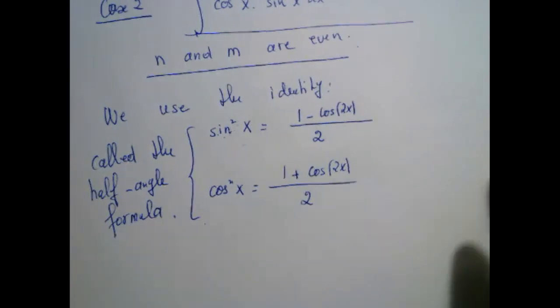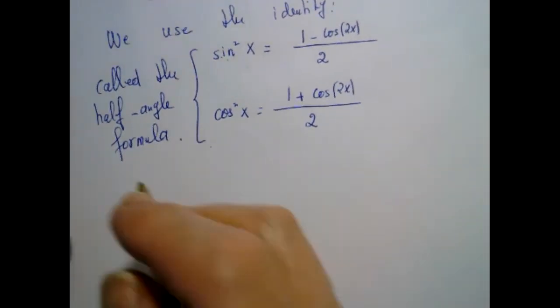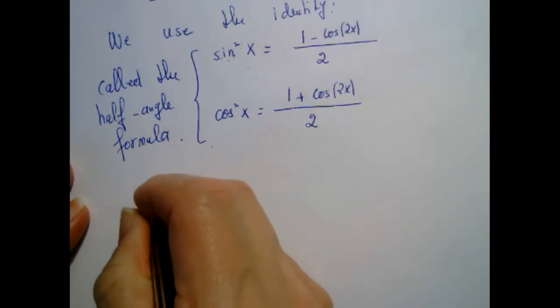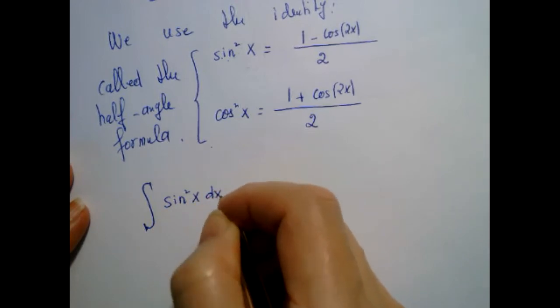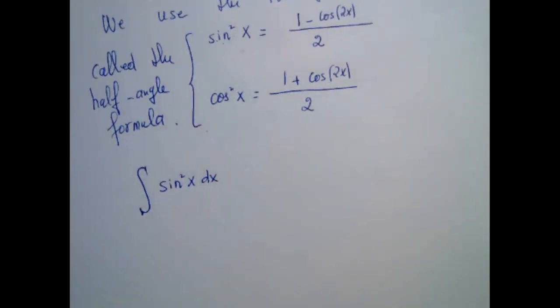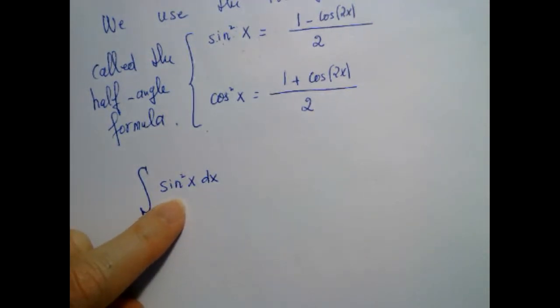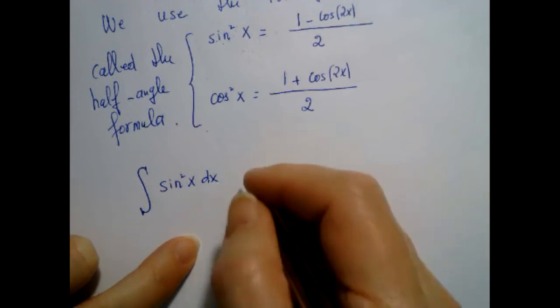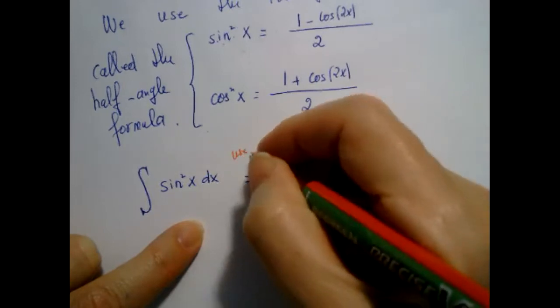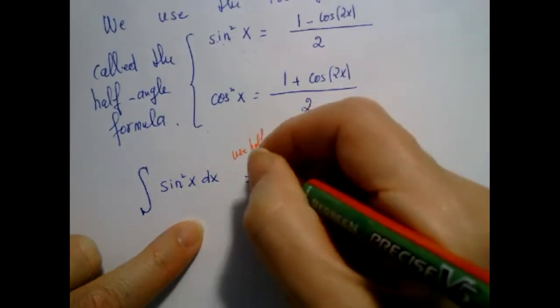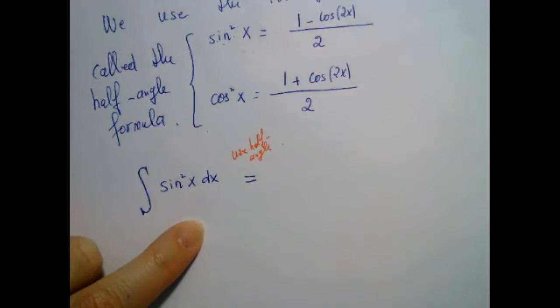So let me do one problem, as simple as, let us try to find the antiderivative of sine square x dx. Despite its simplicity, we actually don't have the tools to do it so far. Now the idea is how to find the antiderivative of sine square. There is no odd power in the picture here because I only have one even power. So we're going to use the half angle formula. Okay, let's see how we use it.